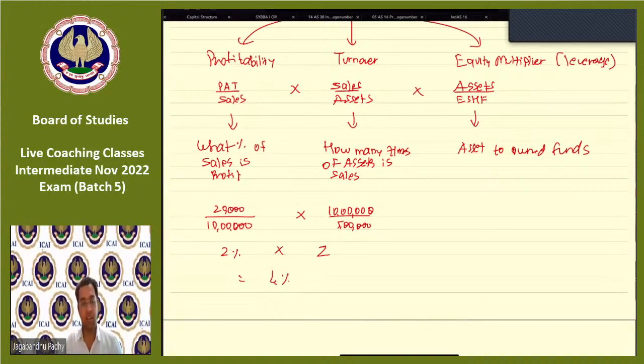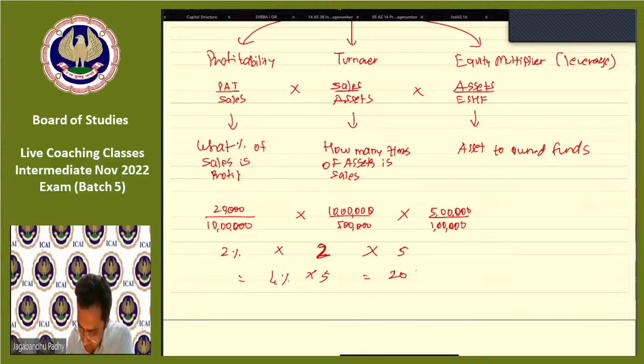4% is the margin that we are generating on the assets. Because remember, the asset that we have is 5 lakh. So by putting assets of 5 lakh, we're able to generate 20,000 profit. It means 4% is the return that we are generating on our assets. But then, sir, these assets are not fully funded by the owners. Assets are 5 lakh, but out of that only 1 lakh is the equity shareholders fund. So you multiply this by 5 times, so 4% into 5 is going to be 20%, right?